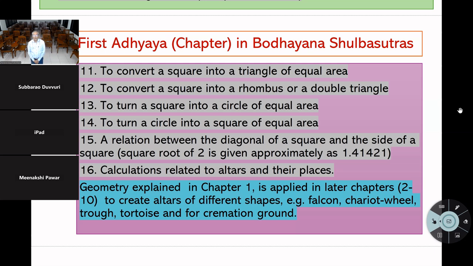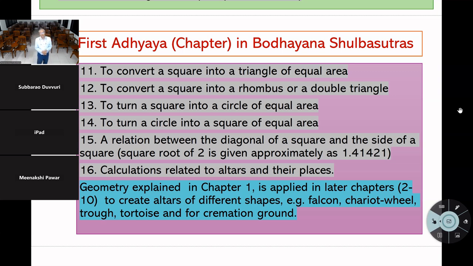Turn a square into a circle of equal area. This is called circling a square, and the next thing is squaring a circle. That means we have a circle. That means its radius is known to you or diameter is known to you. Then you want a square of equal area. So this construction he gives.